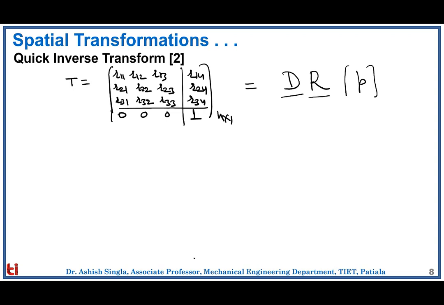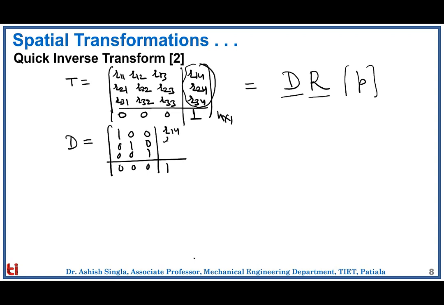So we can write this matrix D this way: 1 0 0, 0 1 0, 0 0 1, and the last row is 0 0 1, and here all these three components will come, which is equal to R1 4, R2 4, R3 4.